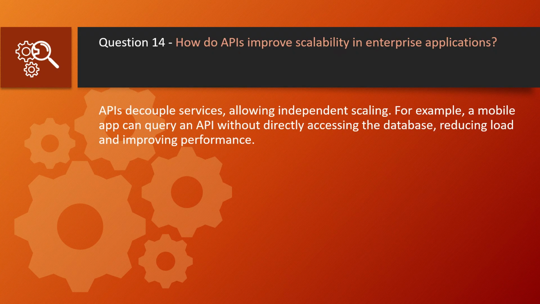How do APIs improve scalability in enterprise applications? APIs decouple the services, which allows independent scaling. For example, a mobile app can query an API without directly accessing the database, reducing the load and improving the performance.